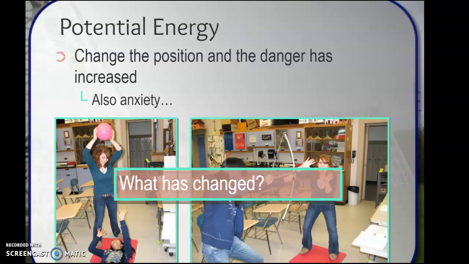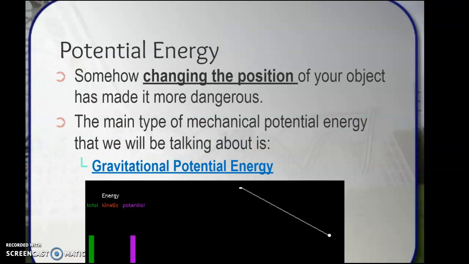Potential energy again. The danger has increased as we increase the height at which the object is placed. We can see that the distance from that person's face to the bowling ball is much greater, so we're a little bit more anxious. This has a little more energy to do some damage. And that drawn back bow and arrow, again, seems really dangerous to us. It has more potential to do things. So somehow changing the position of the object has made it more dangerous.